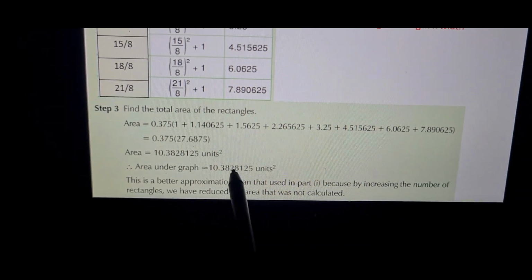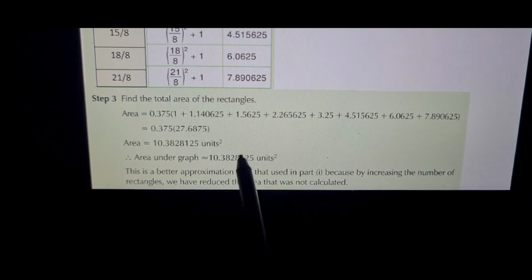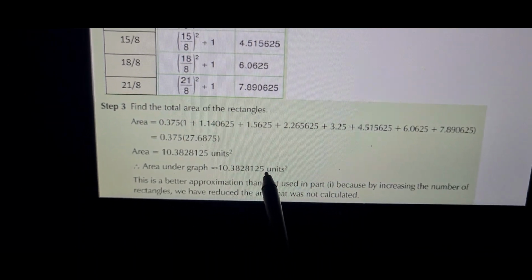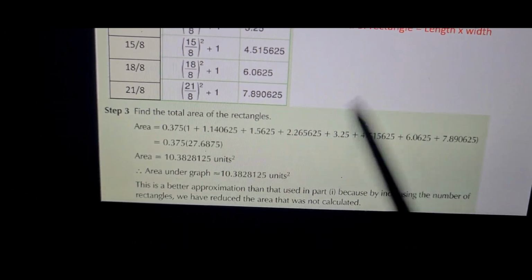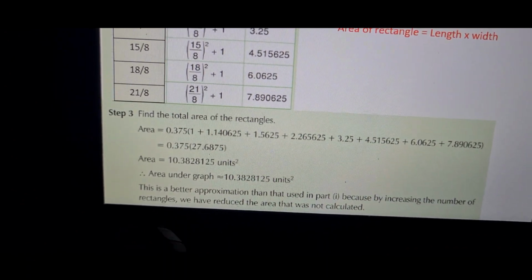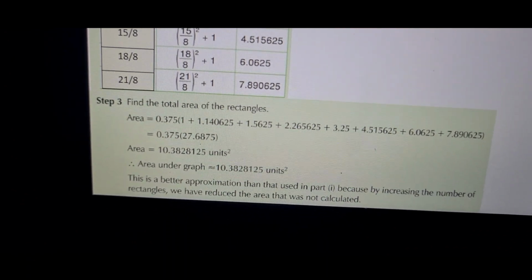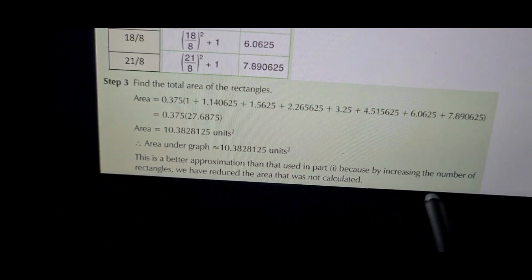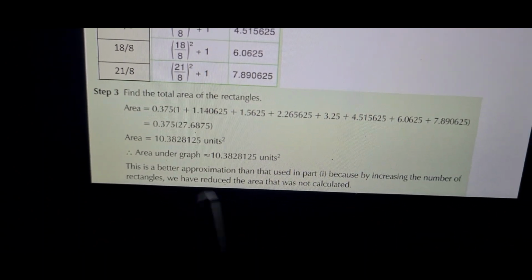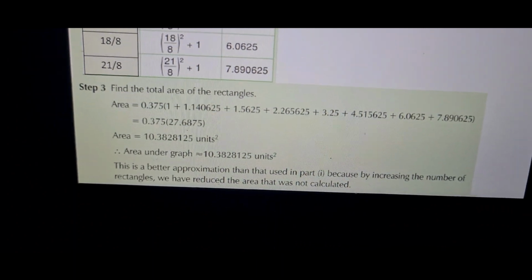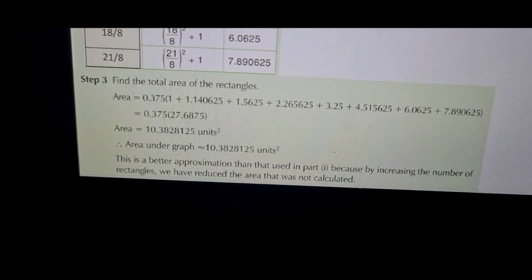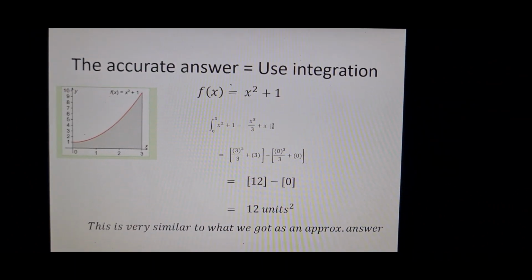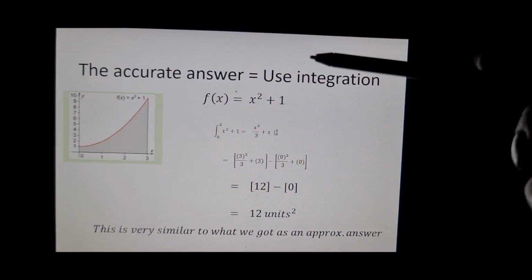And that's a larger value than what we got the first time when we only used 4 rectangular blocks. Okay, so it is giving us a better estimate, and the reason why is because you are minimizing the amount of space under the curve that hasn't been accounted for. So by increasing the number of rectangles, you have reduced the area that would have not been used or not been calculated. Now, the accurate answer would be arrived at by using integration instead.